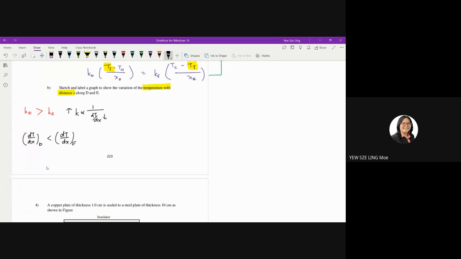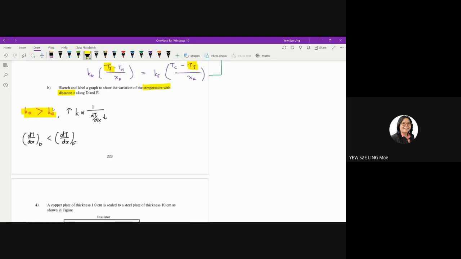Okay, so what does it mean? Now, these are the values of the gradient. So the gradient for root D is smaller than the gradient for root E. Okay, so root E is steeper. Root E lebih turun, sebab nilai gradient untuk E lebih besar daripada D, based on the equation, based on the values of K given.